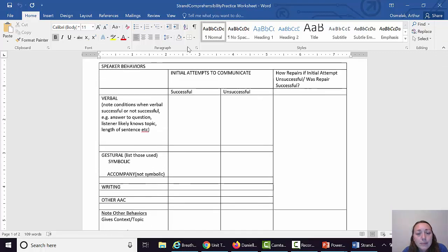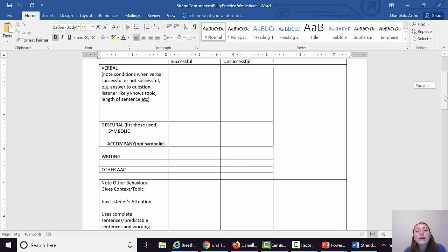Like they're verbal. So here we go. Initiates attempts to communicate, verbal. No conditions when verbal is successful or not, answering questions and that. When are they successful, when are they not? If they're unsuccessful, how are they attempting to make repairs? And was that communication repair successful?